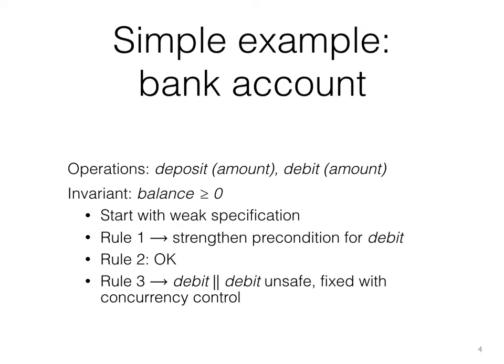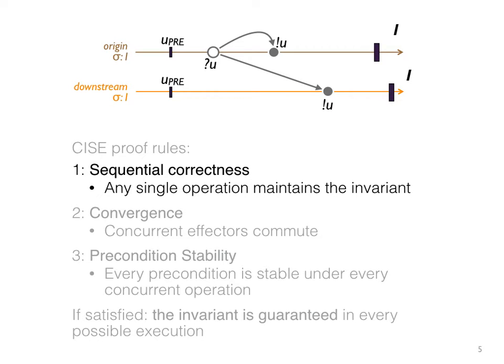We start with a very weak specification. Applying Rule 1 will show that debit needs a precondition, Rule 2 will show that debit and deposit commute, and Rule 3 will show that two concurrent debits can be unsafe, despite the precondition, and we will fix this issue, and finally the tool will show that the corrected program maintains the invariant.